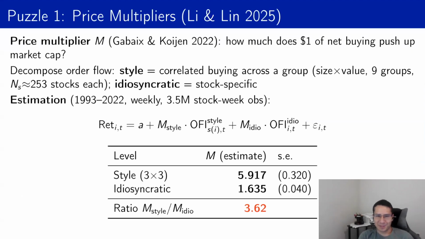This is going to be even more abstract for you guys, so sorry. This is for econ/finance, but basically the puzzle in particular is that there's a price multiplier: how much does $1 of net buying push up market cap?